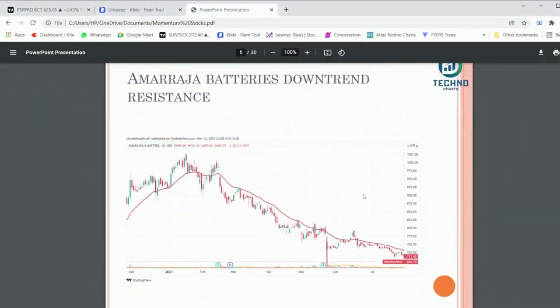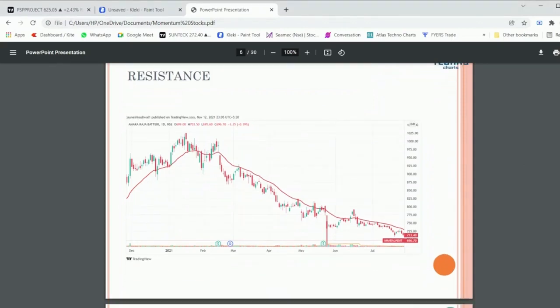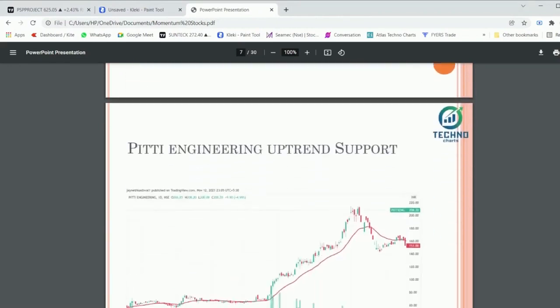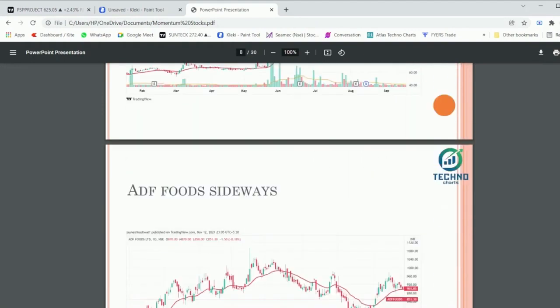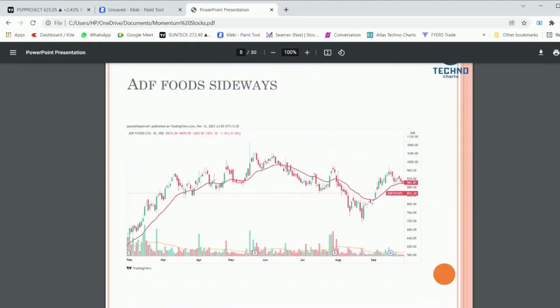In this presentation, we can see how the moving average acts as support and resistance in a trending stock. For example, in Amara Raja Battery, we can see that the stock is falling continuously, and hence the 21 EMA is acting as a resistance to that stock. Similarly, in the example of PTC Engineering, where the stock is trending upwards, the stock is always pulling back to the moving average and again trending upwards. That was an example of an uptrend. And in ADF Foods, the moving average is staying sideways, and hence the stock price is moving around the moving average. So we are only going to select stocks that are clearly in an uptrend.